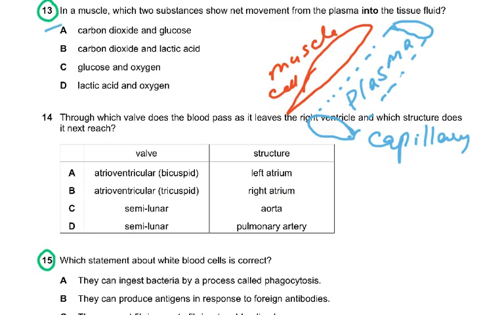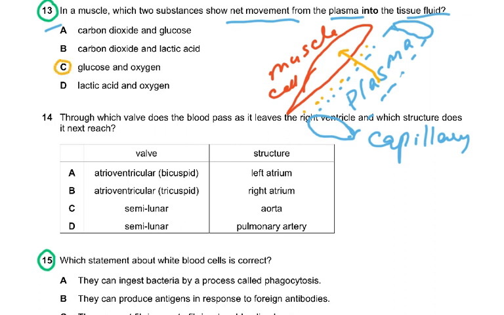Now another question: in a muscle, which two substances show net movement from the plasma into the tissue fluid? This area between the capillary and the cell is the tissue fluid. Net movement means which is more going in, less coming back in. So 100 going in, 10 returning. Now, what is in the blood? In the blood we have glucose, which reaches the muscle. In the blood we have oxygen, which reaches the muscle. So the answer is C.